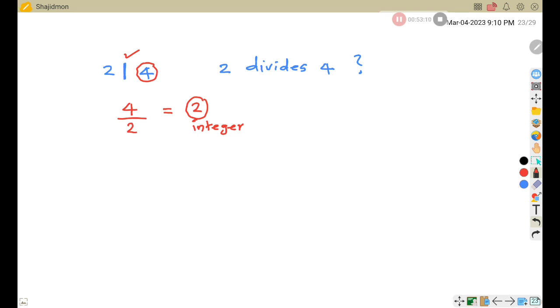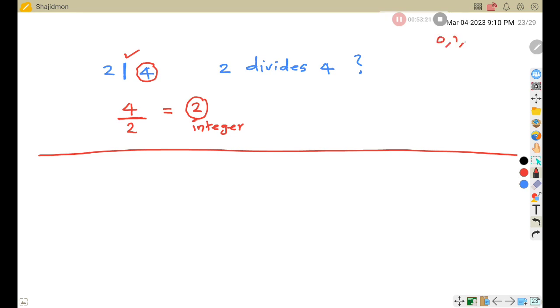Not divide, divides. Second number divided by first number should be an integer number. That is the meaning. Integer means 0, 1, 2, 3, 4, minus 1, minus 2, minus 3, like this number, correct? Now, for example, I am asking one question: 4 divides 16 or not. So we can check. Second number 16 divided by first number 4. That is 4, correct? It is an integer number. So that is correct. It divides, correct?